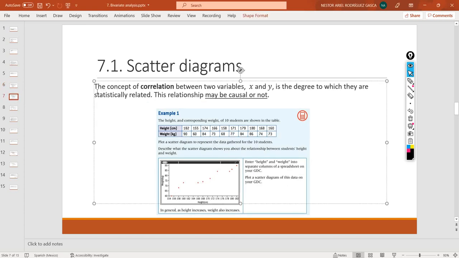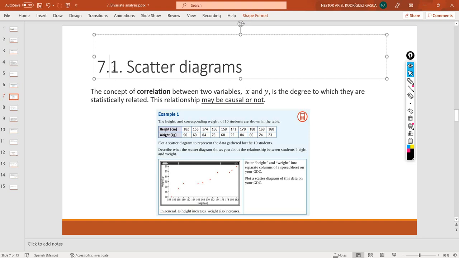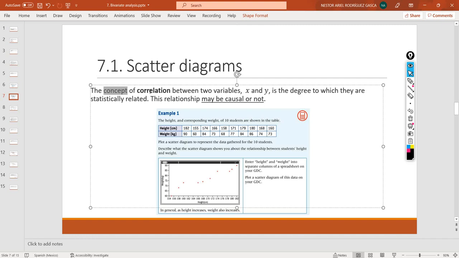Now, let's talk about the concept of correlation. In this subtopic 7.1, guys, we're going to talk about correlation and causation and many other ideas in pretty vague terms. Just the concept, not the number crunching parts. Not the formal definitions. So let's see what this means.